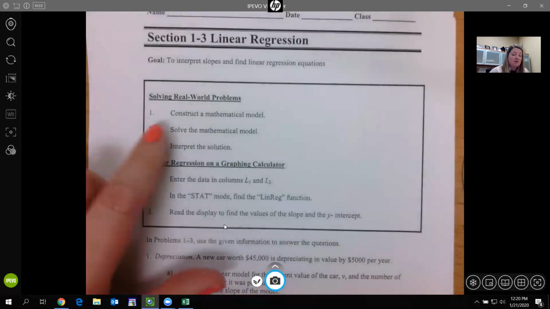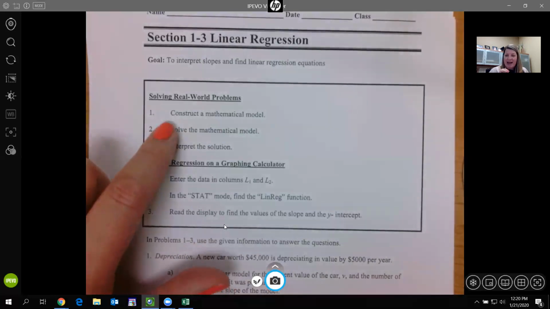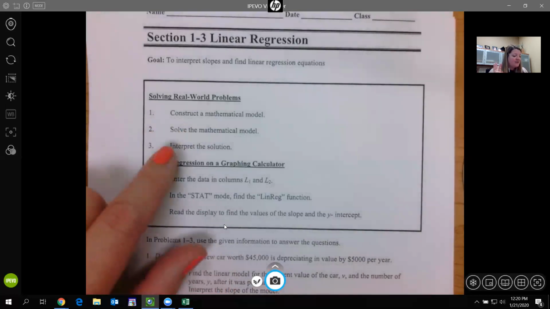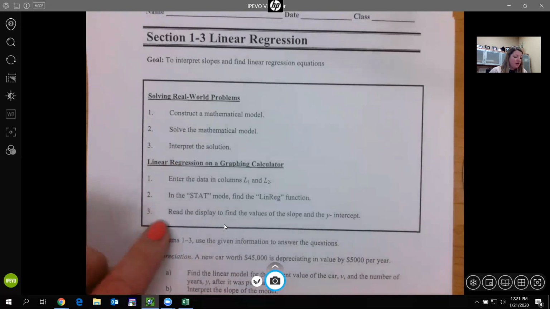So this goes through construct your model. That's going to be to draw the scatter plot. That's the connection between the two ideas. And then solve the mathematical model. That depends. And then interpret your solution. Okay, and then it goes through how to do it on the graphing calculator here. I will show you that.